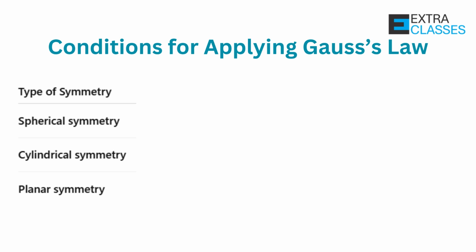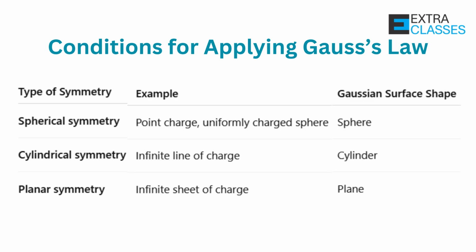These are some of the conditions for applying Gauss's law. Spherical symmetry, with examples such as a point charge and a uniformly charged sphere. Cylindrical symmetry, with an example such as an infinite line of charge. And planar symmetry, with an example such as an infinite sheet of charge.